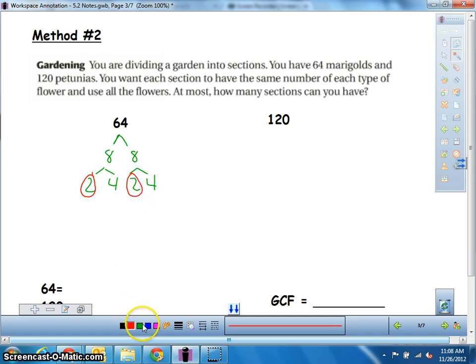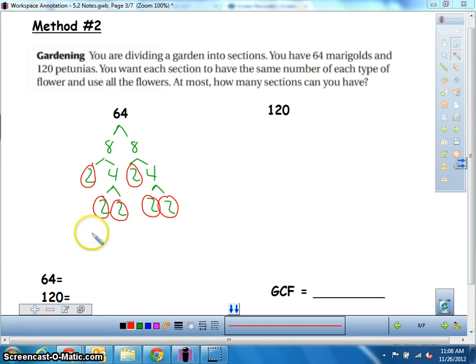But the 4 is still composite, so they each need a couple of branches there. 2 times 2 is how we get 4. So now I've got all dead ends. I can circle all of them. So I can go on down here and write my prime factorization for 64 is 2 times 2 times 2 times 2 times 2 times 2. 1, 2, 3, 4, 5, 6. 1, 2, 3, 4, 5, 6.